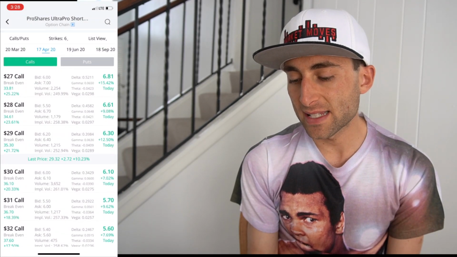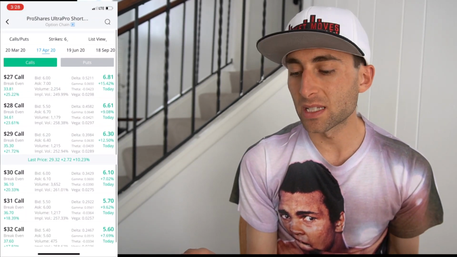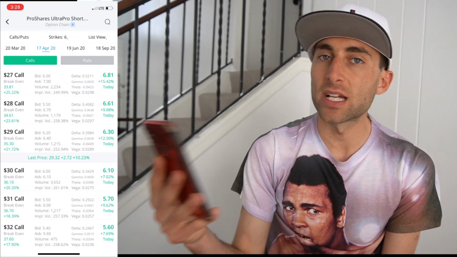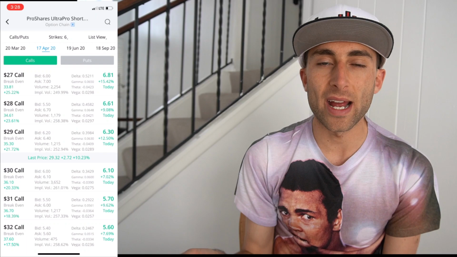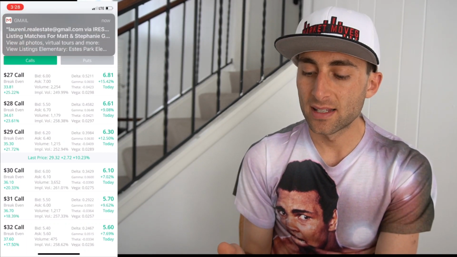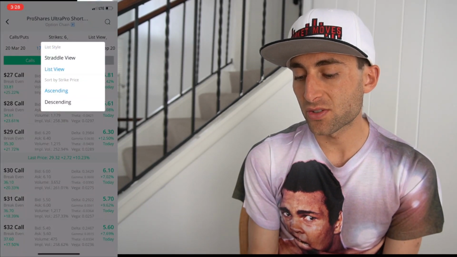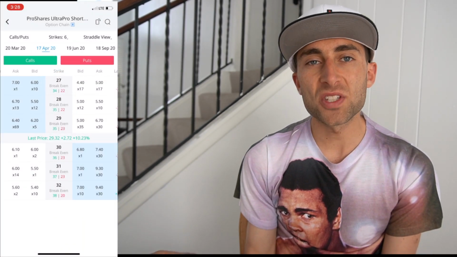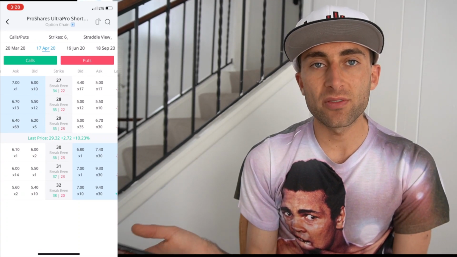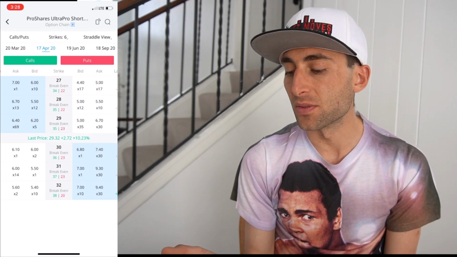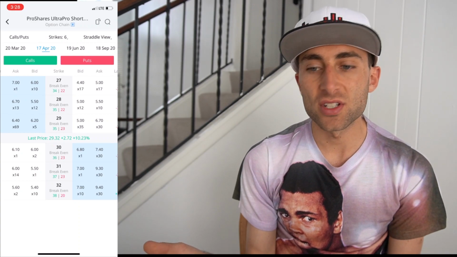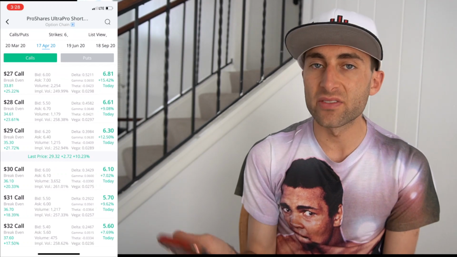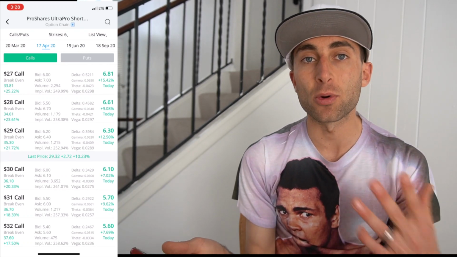If I want fewer strikes, I can go to 6, and it just gives me less to scroll through. We got calls and puts. I can't switch from that because I don't have level 2 access to straddles, strangles, spreads. And we also have the list view, straddle view, ascending, descending. You can just do a lot of things. And once you get really good at this, the straddle view is what the best traders use. So straddle view is just a little bit easier once you understand it. But I do like the list view for beginners, even intermediate traders, because it does give a lot more details.